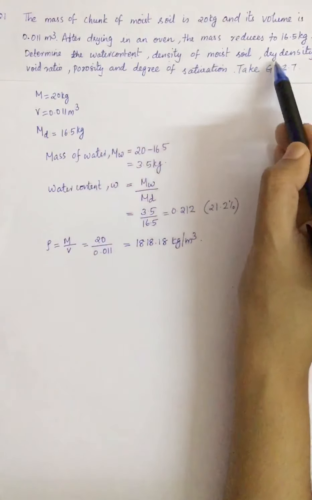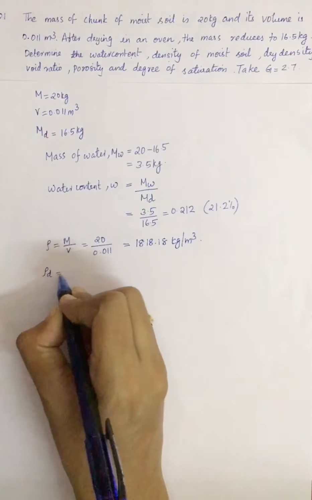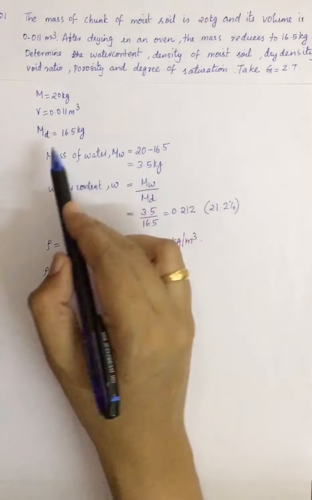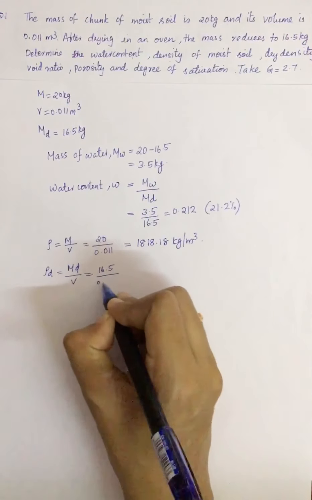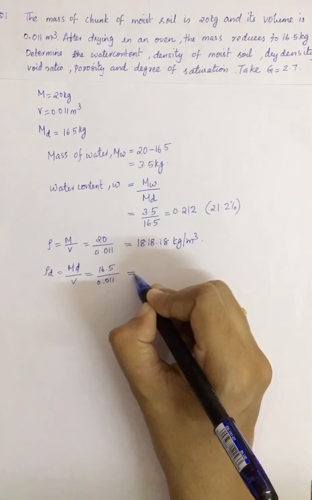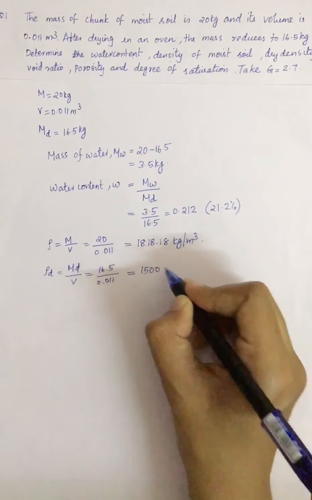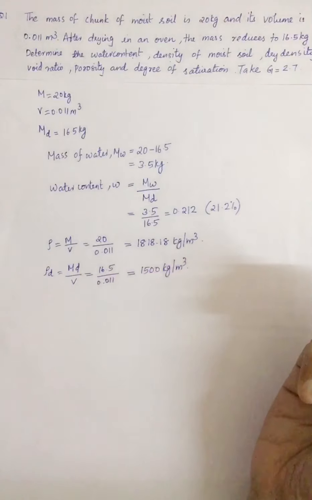The third term is dry density. Dry density is mass of the dried soil divided by volume. Mass of the dried soil is 16.5, it is given in the question. Divided by volume will give you the dry density of the soil. So you will get it as 1500 kilogram per meter cube.